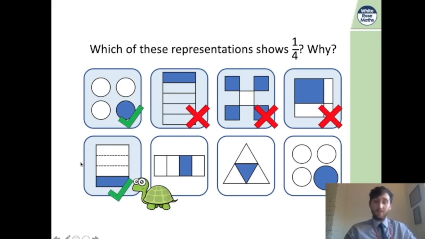We've got to be really careful when we do draw in our lines, because remember, they have got to be equal parts. Now on to the next one. Well, this one's quite easy. We've got 1 shaded in, 4 altogether, definitely correct. Next, with our triangles, these are all equilateral triangles, which means that they are all the same size. So I've got 1 shaded in, and I've got 4 altogether, so this one is correct. And then finally, again, this circle is very big. These are not 4 equal parts, so therefore this one is incorrect.